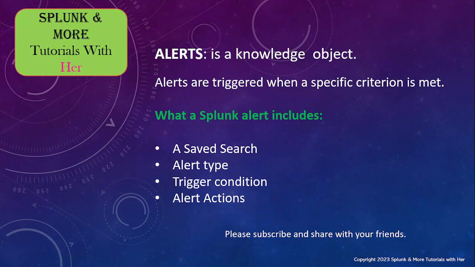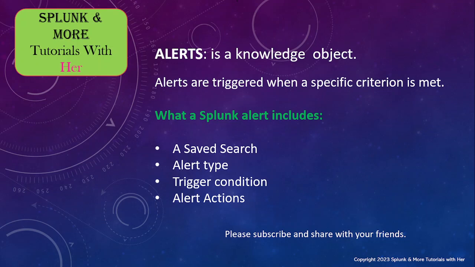First is saved search. We will start by searching for the events that we wish to track and then saving that search as an alert, like we do in other knowledge objects. Like when we create an event type, we just do a search, then we save it as an event type. Similarly, you will do your search, whatever the requirement is, and then you will save it as an alert. That's very simple.